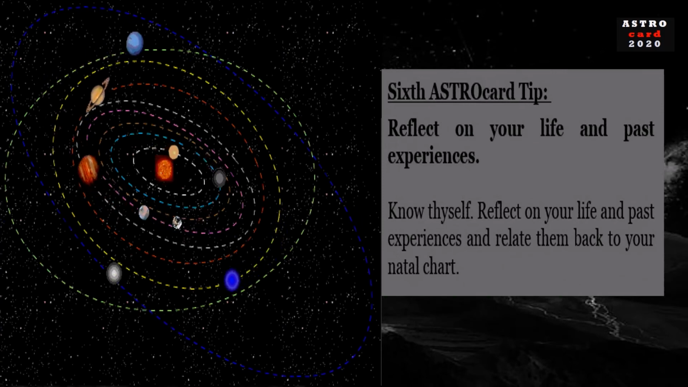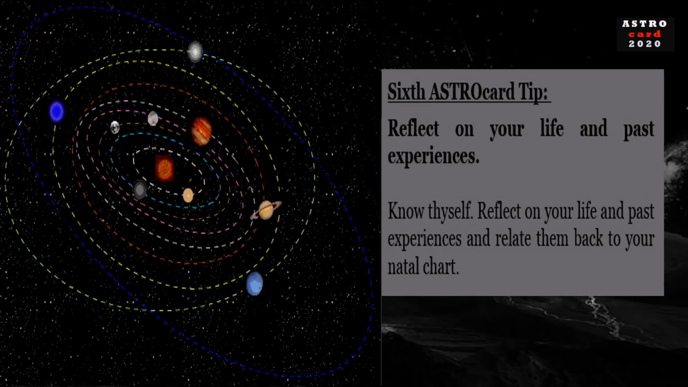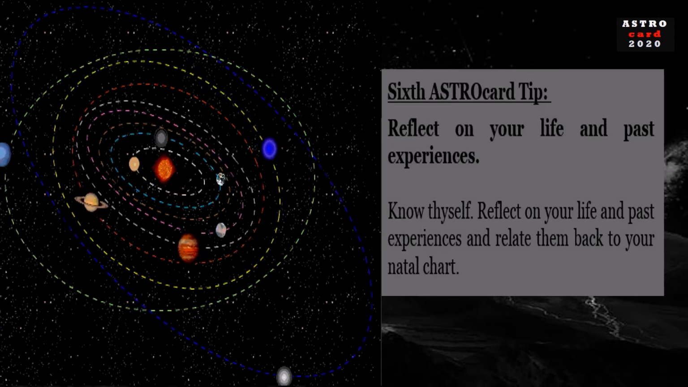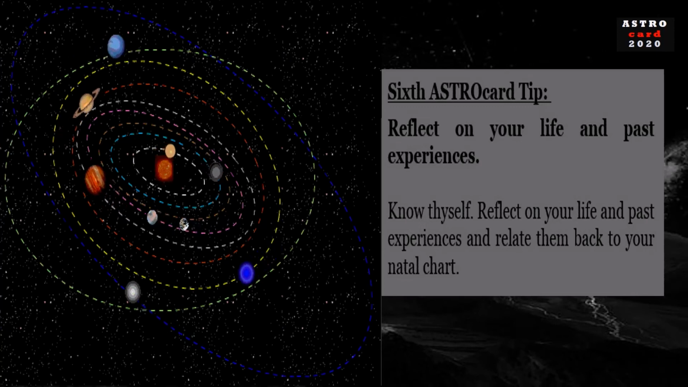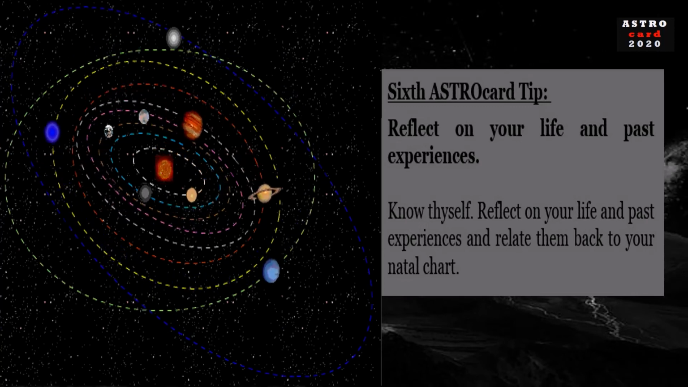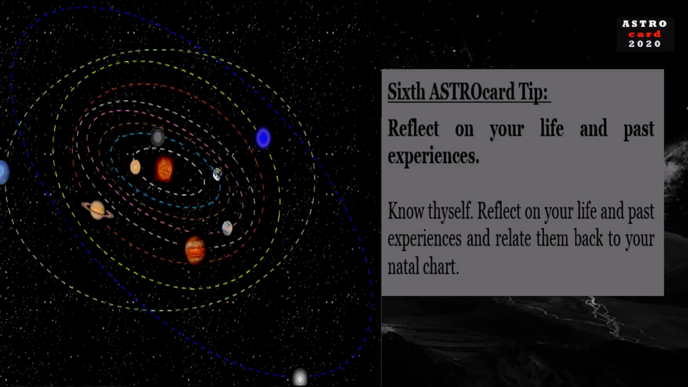Sixth ASTROcard tip, reflect on your life and past experiences. This is very important if you're looking into natal charts and doing chart readings. You have to know yourself. You have to reflect on your life and your past experiences and relate them back to your natal chart and to other people's natal charts.